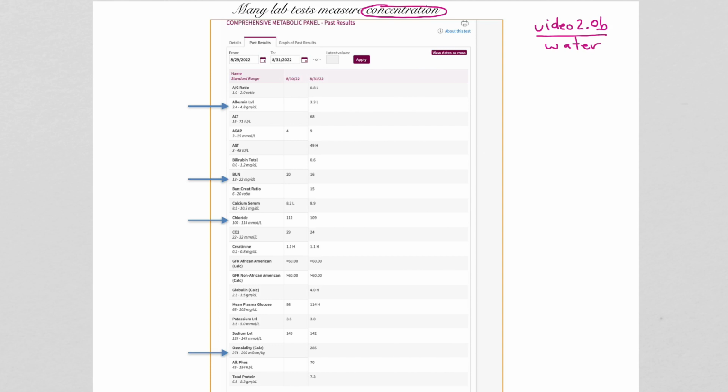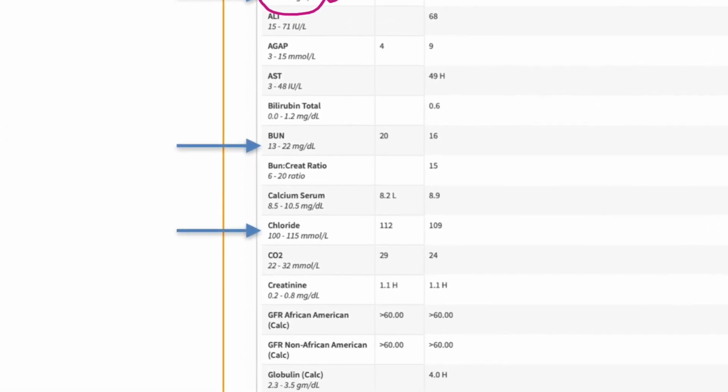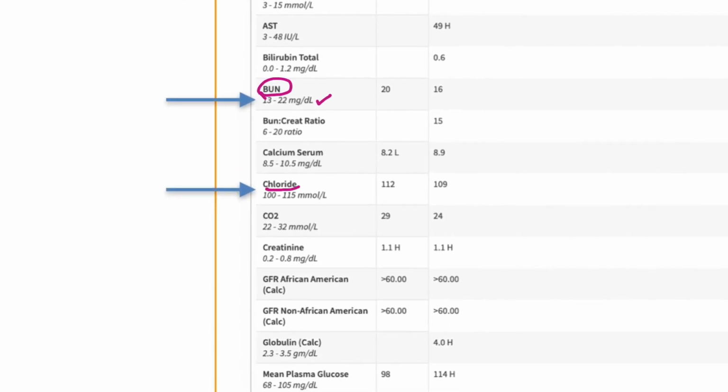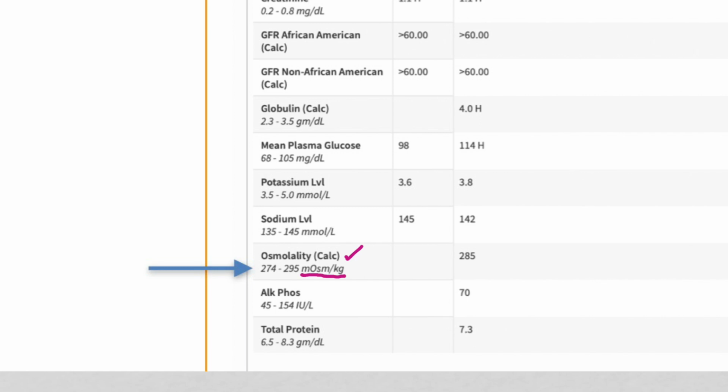When you look at the lab tests, you see many of these tests are expressed in terms of concentration. For example, here albumin level is expressed in grams per deciliter, blood urea nitrogen in milligrams per deciliter, concentration of chloride in millimoles per liter or millimolar, and then we have the osmolality expressed as milliosmoles per kilogram. These are all concentration units, various concentration units. So very important to understand what is concentration.